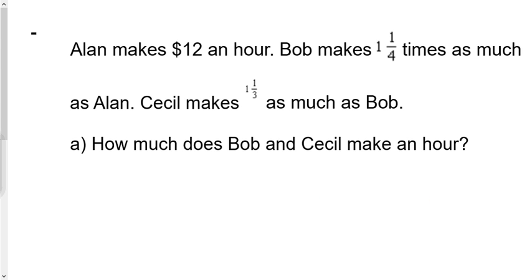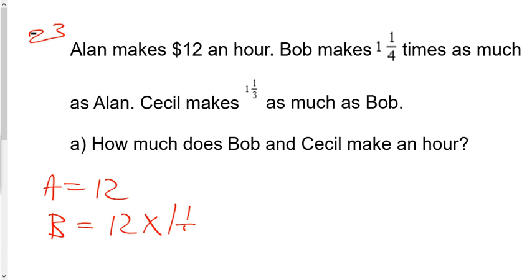Question number 23 says, Alan makes $12 an hour, Bob makes 1 1/4 times as much as Alan, Cecil makes 1 1/3 times as much as Bob. How much do Bob and Cecil make an hour? So we know that Alan makes $12 an hour. If we take the amount of money Alan makes and multiply it by 1 1/4, that'll be how much money Bob makes. 12/1 times 5/4 will be 60/4, which is equal to $15 per hour.